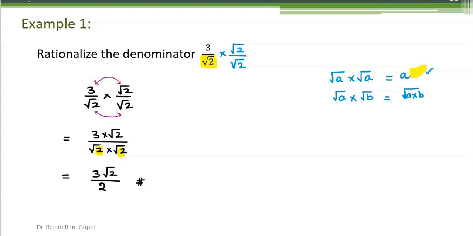Okay, so let's revise it. What you have to do: identify the surd from the mentioned denominator, multiply with the same root term up and down in the numerator and denominator, and then simplify. Let's go to the next question.